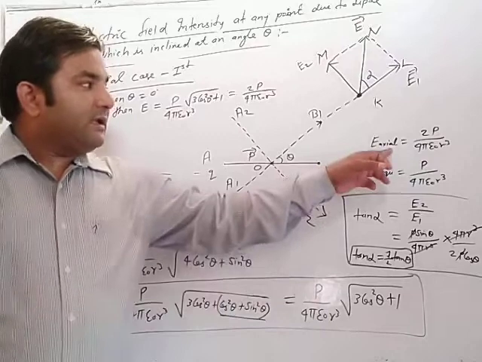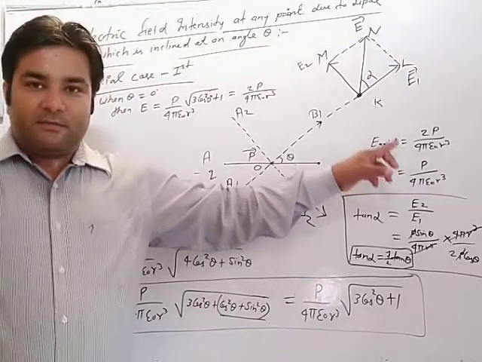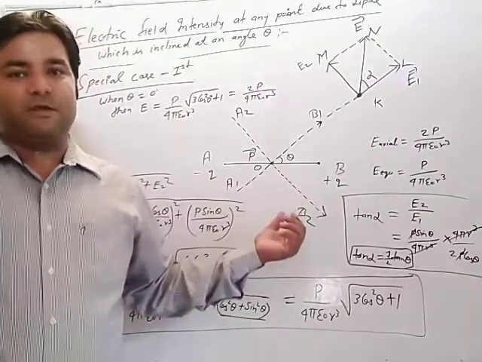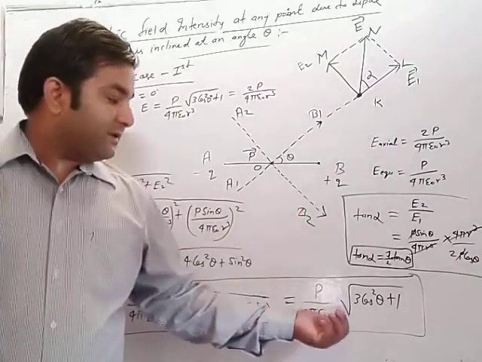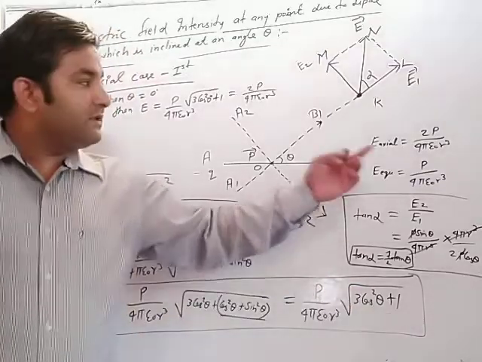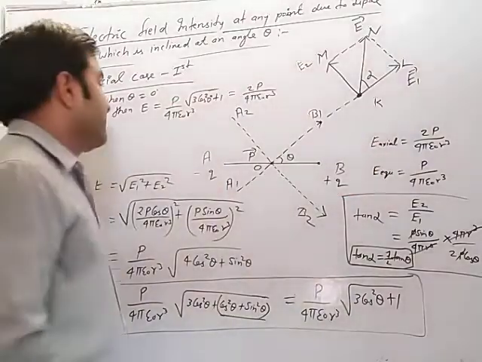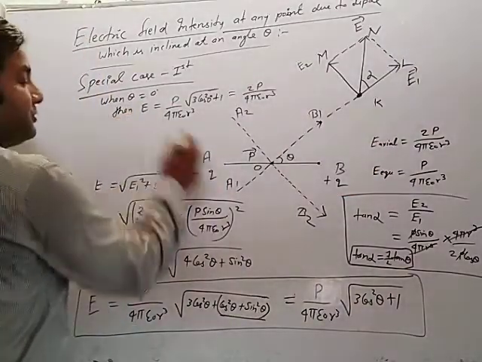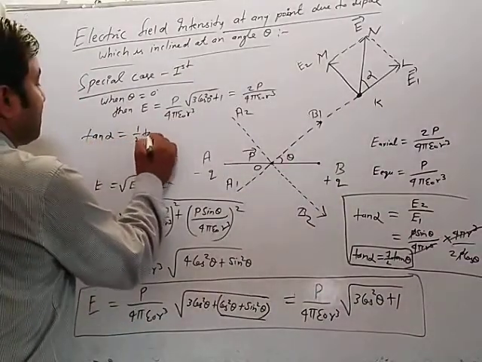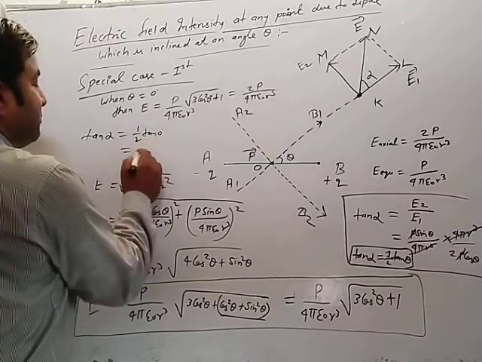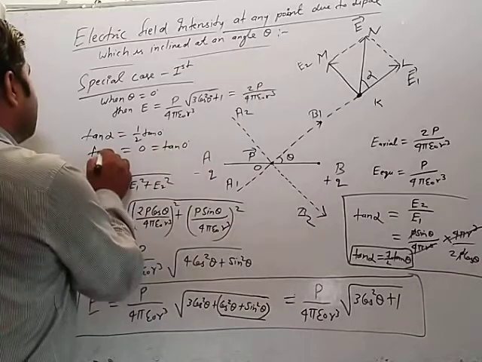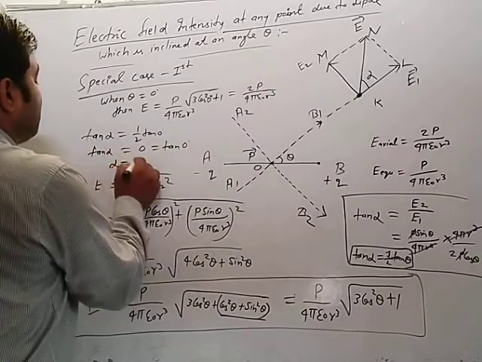This is the previous derivation, and this derivation is useful in deriving this formula, that is P upon 4 pi epsilon naught r cube square root of 3 cos square theta plus 1. With the help of this, you can also obtain the axial result by putting theta equal to 0 degree. And when we put theta equal to 0 in the angle formula, tan alpha is equal to 1 upon 2 tan 0 degree. Tan 0 is 0, so tan alpha is equal to 0, which means alpha is equal to 0 degree.